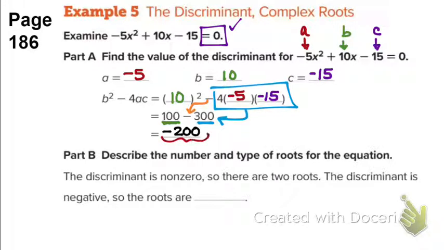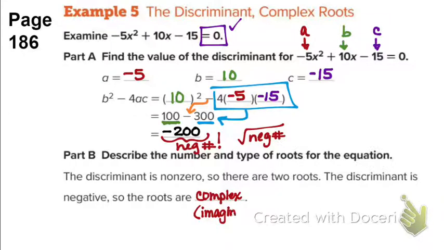Notice we have a negative number here. That means there would be a negative number underneath the radical. That means we are going to have complex or imaginary roots. We're going to get 2 complex roots. All right. One more check and then we'll talk about your homework.